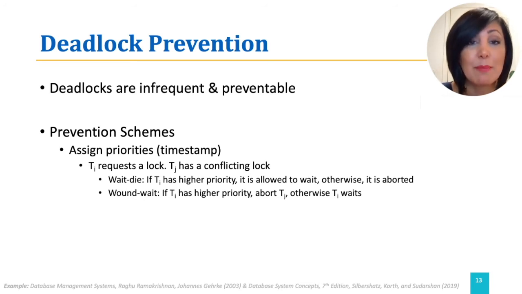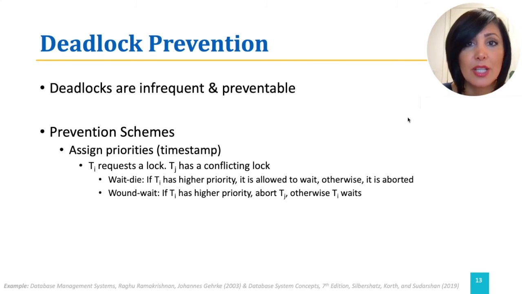Different policies can be used. For example, when transaction Ti requests a lock and Tj has the lock that Ti is requesting for, the wait die policy says if Ti has higher priority, it is allowed to wait. Otherwise, it should be aborted. And another policy, wound wait, could also be used, in which Tj is aborted for the requesting Ti if Ti has higher priority.